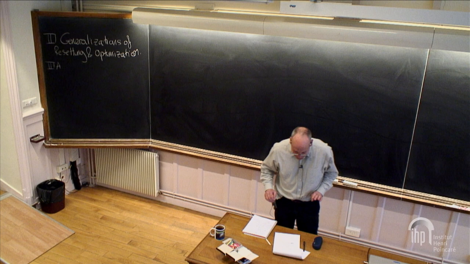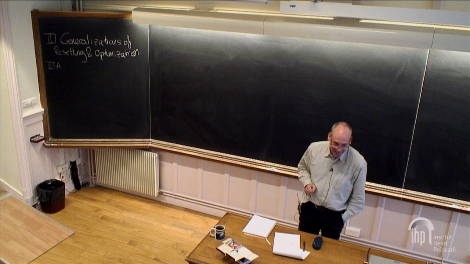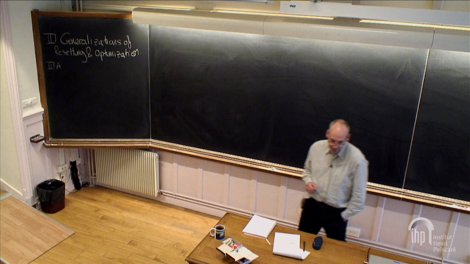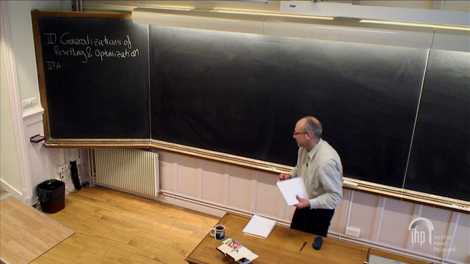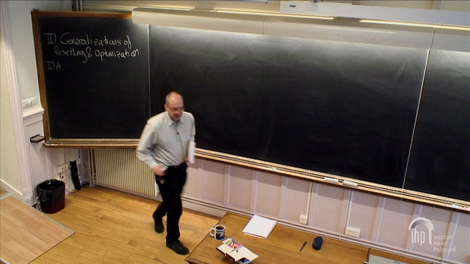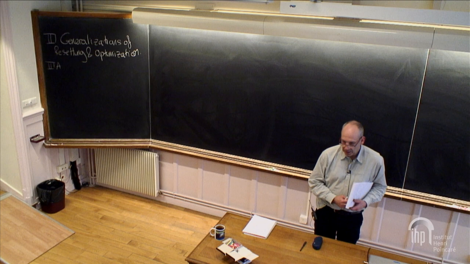Okay, so starting again, today I want to consider some generalizations of the resetting problem, and in particular some optimization problems that we have partial results for, but I think merit further study. And I want to first of all just discuss some ways of generalizing resetting. So one obvious way is, so far we've discussed resetting to a particular initial condition. And instead, one could consider resetting to a distribution of positions.